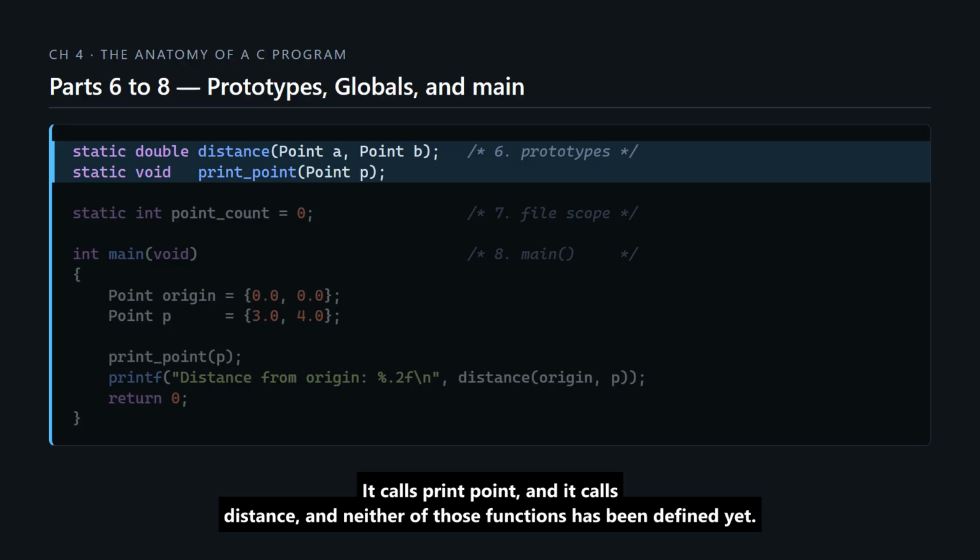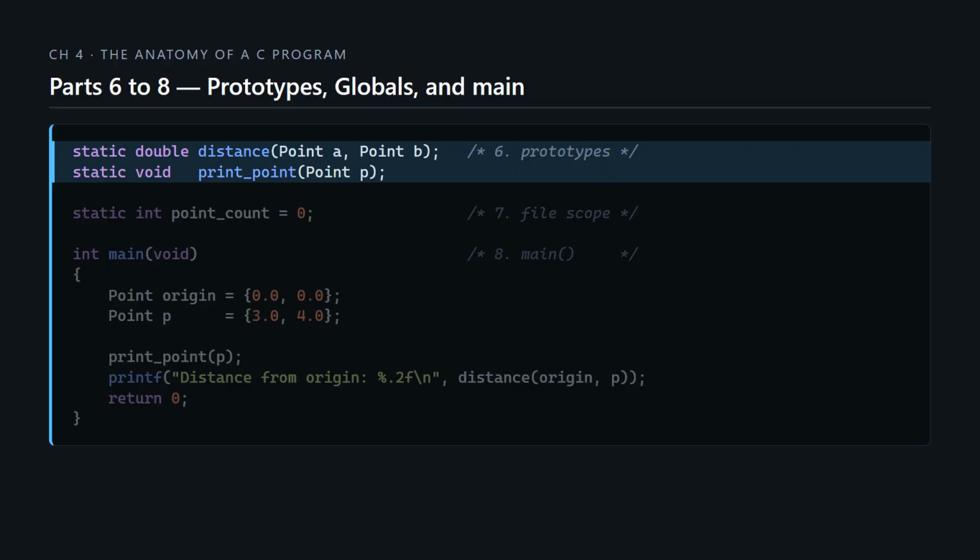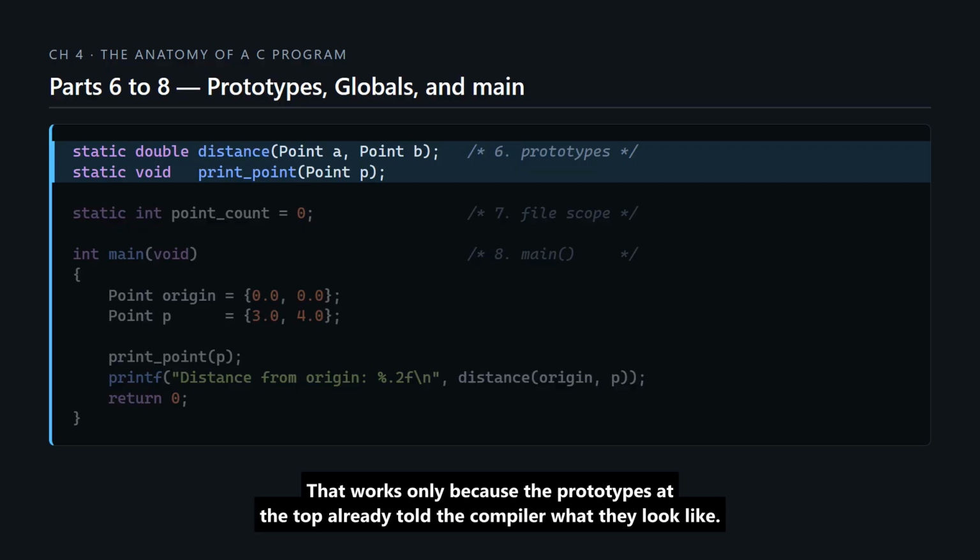Now look at what main is able to do. It calls print point, and it calls distance, and neither of those functions has been defined yet. Their bodies are further down the file. That works only because the prototypes at the top already told the compiler what they look like.